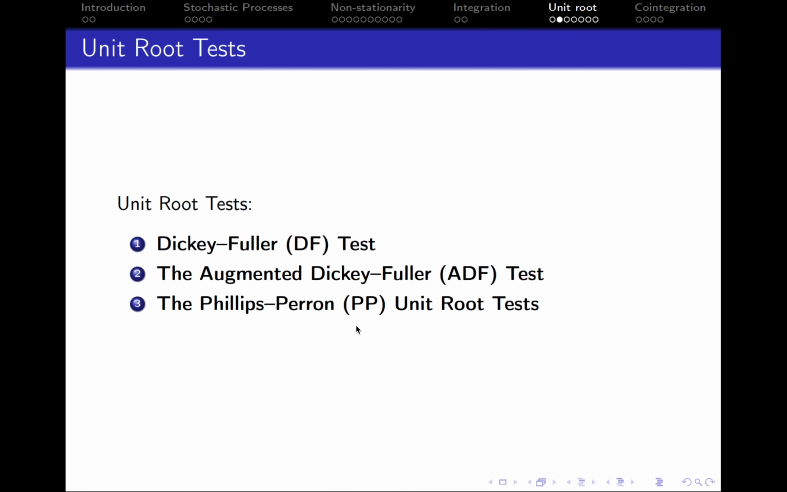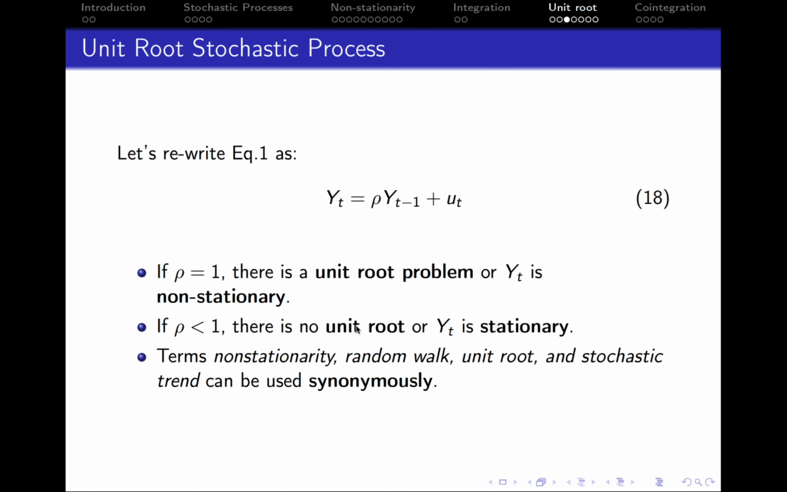Let's have a look at the Dickey-Fuller test. And before we have a look at it, let's rewrite the first equation where yt was just a function of yt minus 1 plus the error term. So now let's add the rho coefficient. And if rho is equal to 1, we will say that there is a unit root problem or that y is a non-stationary process. We already know this is a random walk without drift. However, if rho is lower than 1, then we say that there is no unit root, or in other words, y is a stationary process. As you can see, such terms as non-stationarity, random walk, unit root, and stochastic trend can be used very much synonymously.